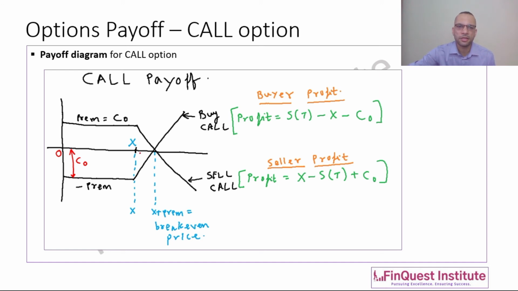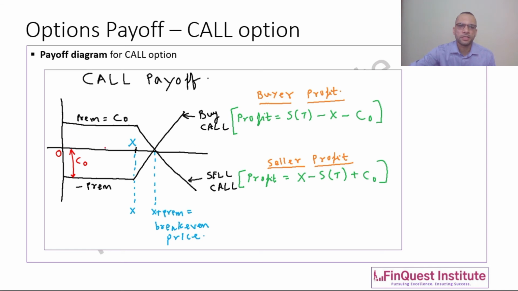Now X is my strike price. So if it's a buy call position, then this will start generating a positive payoff for the option holder only when the underlying starts exceeding the strike price, which is given by X.